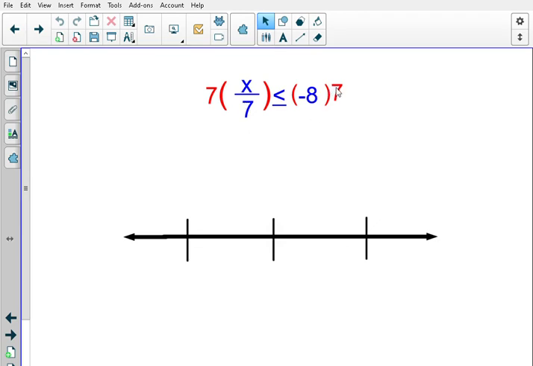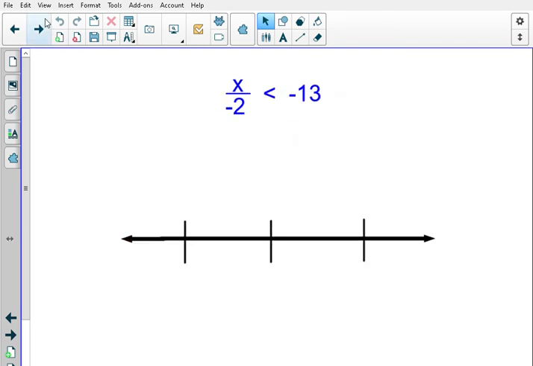Negative 8 times 7 is negative 56. So our solution to this inequality is x is less than or equal to negative 56. We'll go ahead and number our number line so we can get that snapshot. This time it does include the or equal to part, so we're going to use a solid dot on negative 56. We're going to shade it to the left, the less than area.